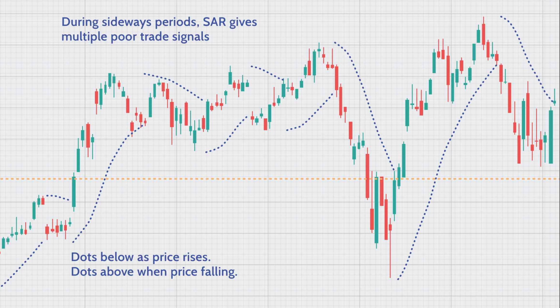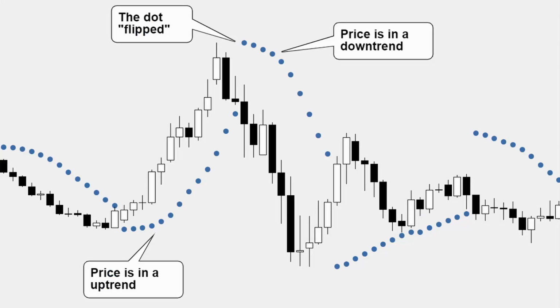When the dots are below the price, it indicates a bullish trend. When the dots are above the price, it indicates a bearish trend. By observing the position of the dots, traders can quickly identify the current trend direction. Dots below the price suggest an uptrend, while dots above suggest a downtrend.